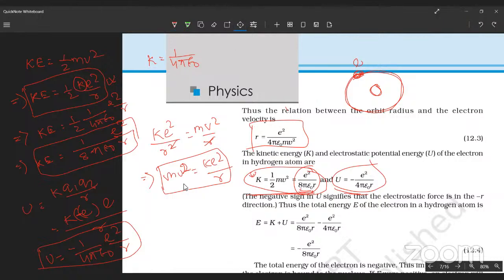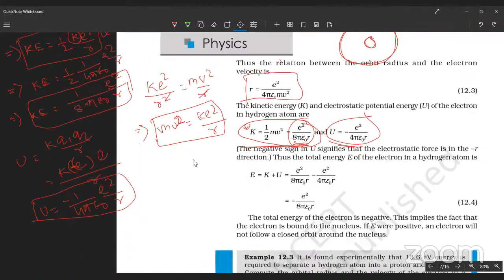The potential energy I am getting is U equal to minus 1 by 4 pi epsilon naught, E square by R. And the kinetic energy I am getting is 1 by 8 pi epsilon naught, E square by R. This is the kinetic energy and this is the potential energy I am getting. Right.